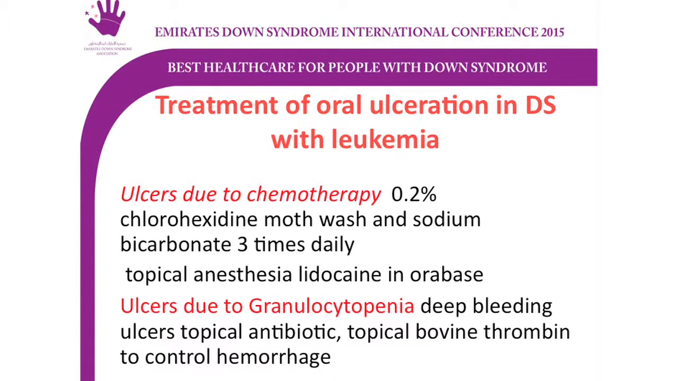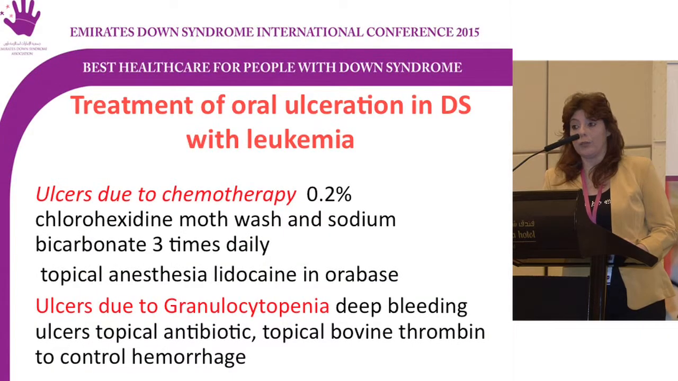Sometimes we have ulceration in leukemia, and the ulcers have two main causes. Either ulcer due to chemotherapy, a very painful ulcer. How do we manage it? We give chlorhexidine mouthwash, sodium bicarbonate mouthwash, and we give a topical anesthetic agent. If the child has ulcers due to the decrease in granulocytes, these are infective ulcers, very deep bleeding ulcers, then we have to give topical antibiotics and a topical hemostatic agent like bovine thrombin.